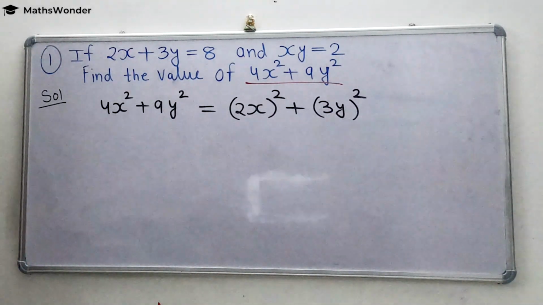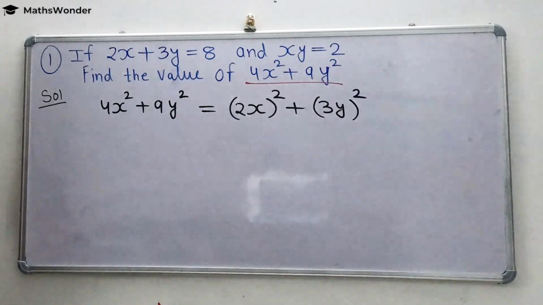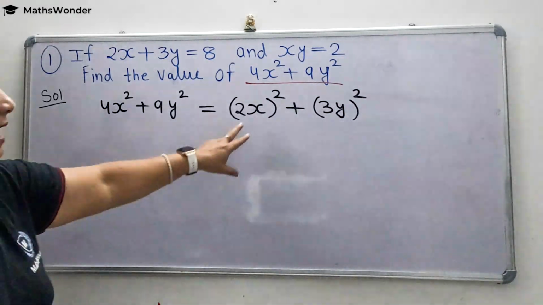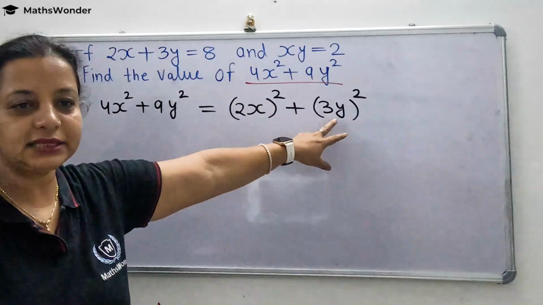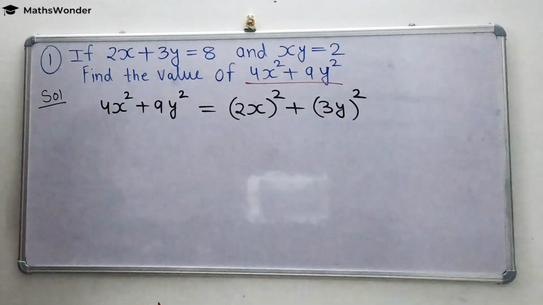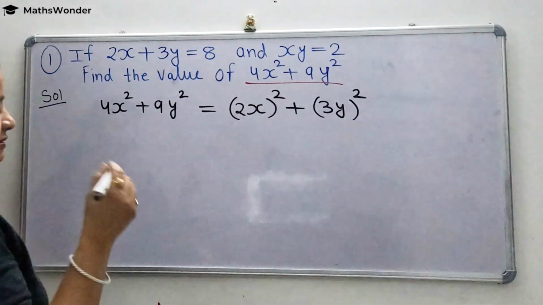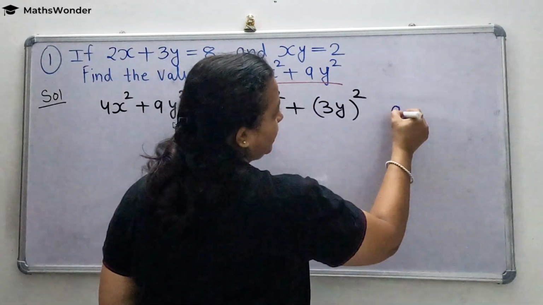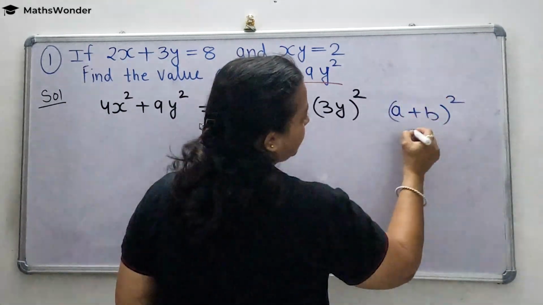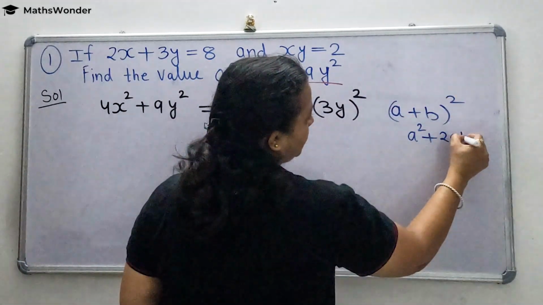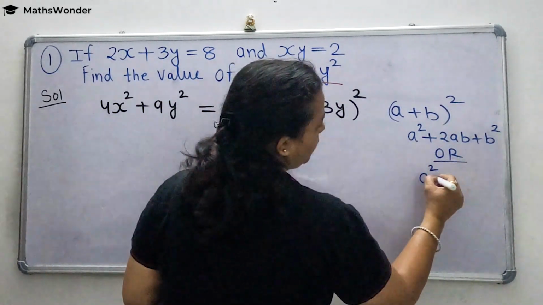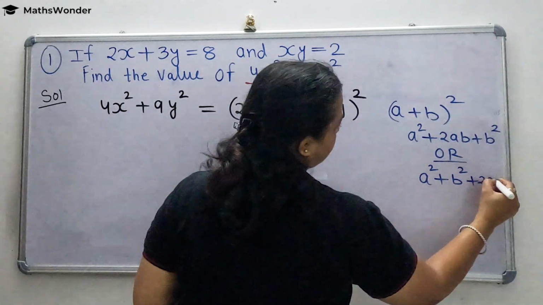After this, how will you do it? Because this is a square plus b square, right? This is a, so this is a square and this is b square. So now you will apply your identity. Which identity? The first one. The first one was a plus b whole square is a square plus 2ab plus b square. Or you can write it the other way, a square plus b square plus 2ab.